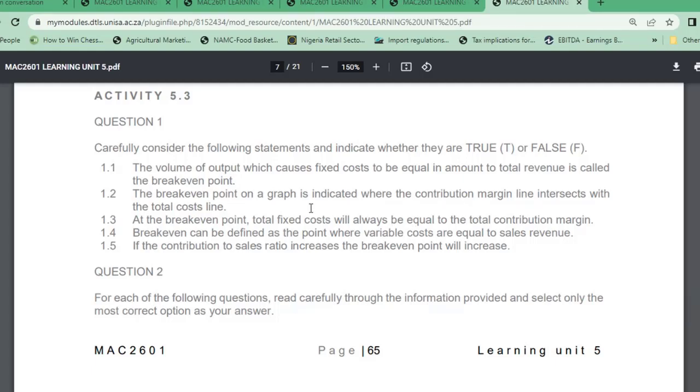Because now you have more contribution available to cover your fixed costs. So meaning you have a higher chance of now making profit, because initially you were only able to cover your break-even point. If you make more contribution, that means you'll still be able to cover your fixed cost and still make a profit. Hence, your break-even point will be lower. I hope that makes sense.